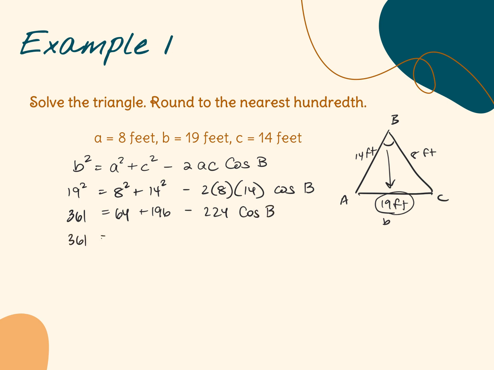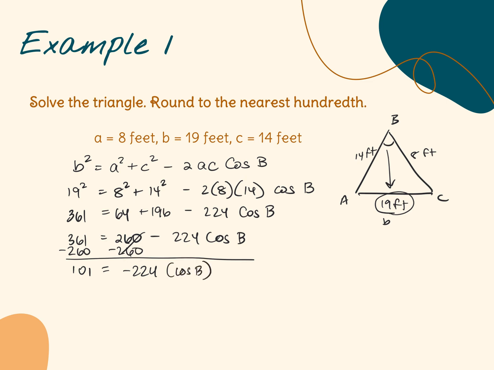So you're just going to keep doing your math. I know this is kind of a pain, but got to do it. You have a calculator, so it's not going to be too difficult. 260 minus 224 times the cosine of b. Please remember your order of operations, guys. You cannot subtract these two together because 224 is being multiplied to cosine of b. So what I'm going to do is I'm just going to subtract 260 from both sides. Okay, so I'm going to get 101 here. Okay, 101 equals negative 224 times the cosine of angle b.